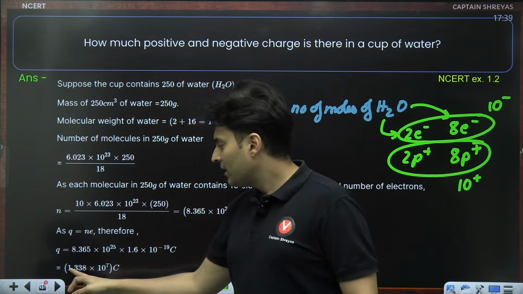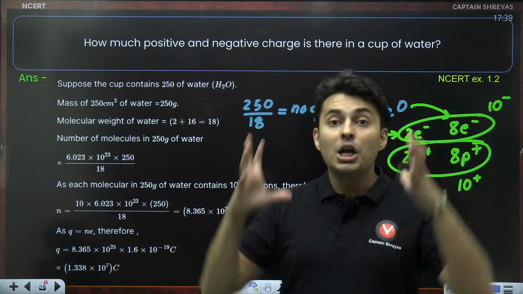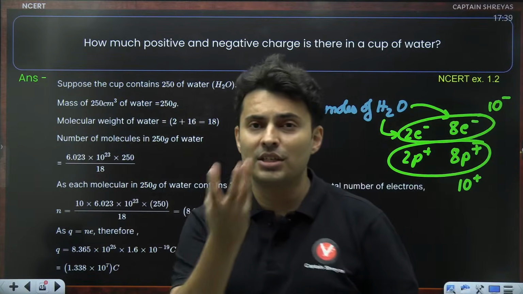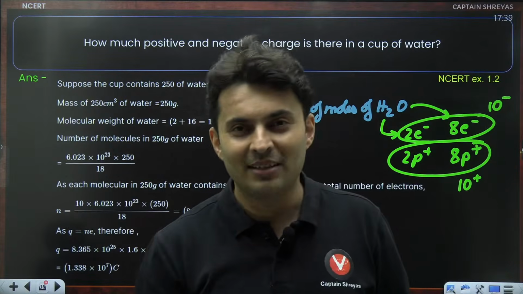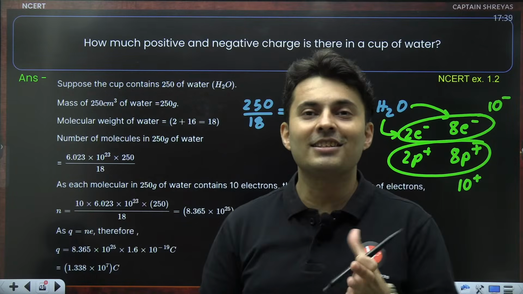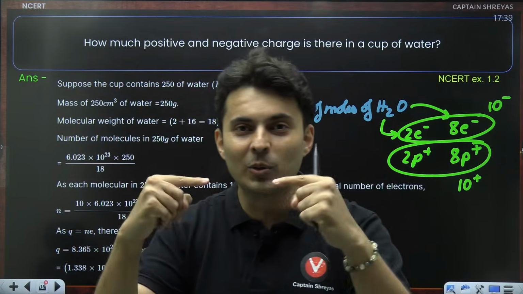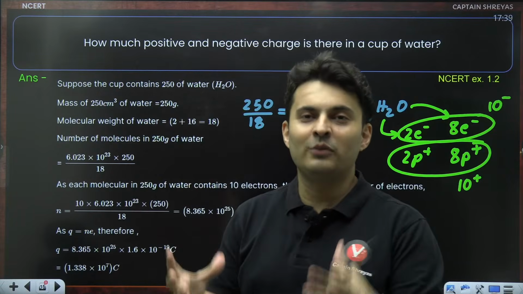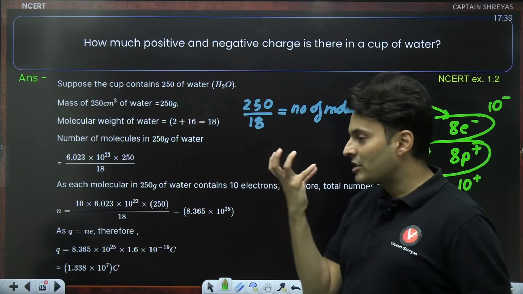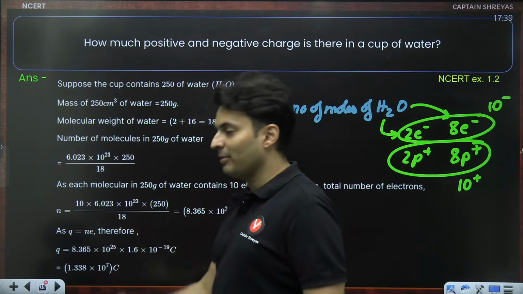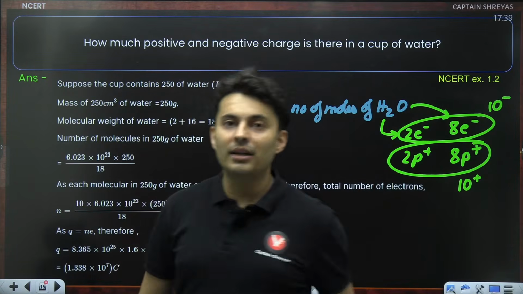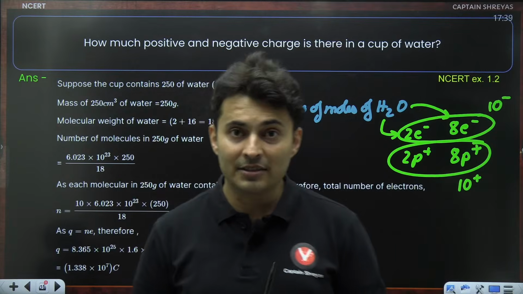If you calculate it, it is actually 13.38 million coulomb of charge in just a cup of water. But the fun fact is there is an equal amount of positive and negative charge, so it is electrically neutral. They cancel out, so you don't feel anything. But even a small cup of water has this much charge. That is what this example signifies.